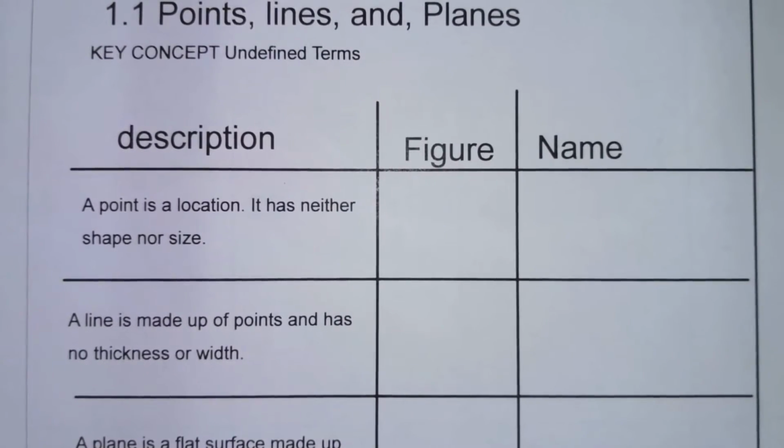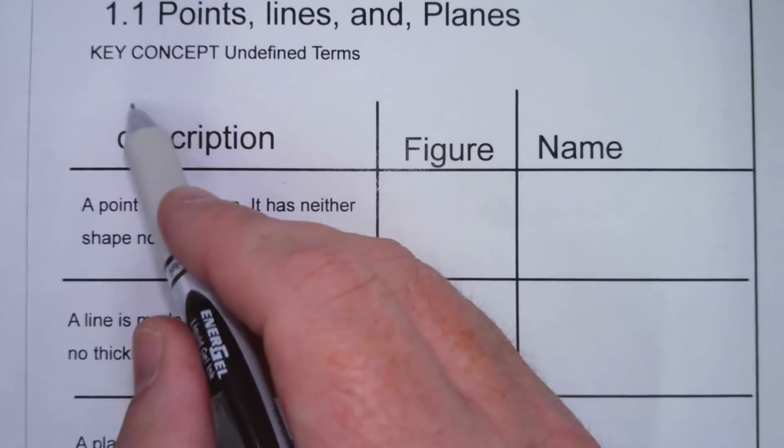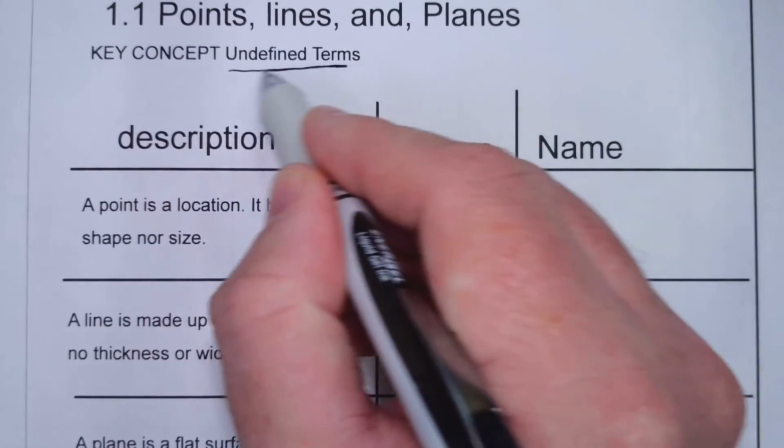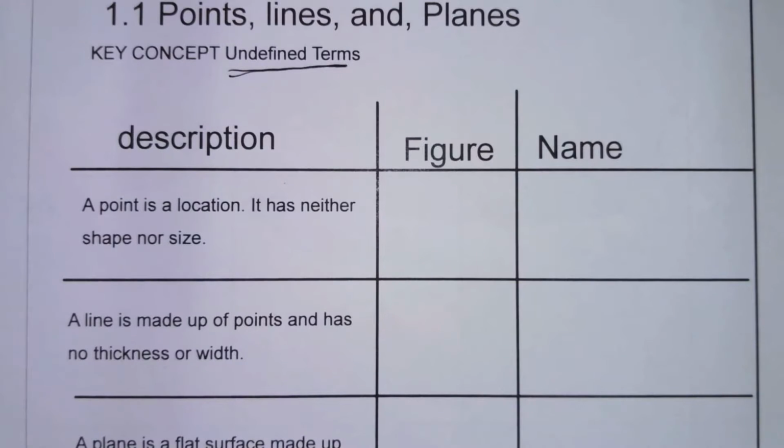Points, lines, and planes. And then I put the key concept as undefined terms. Our geometry class is going to start with some undefined terms so we can all start someplace. And we have to start with undefined terms. Okay, and an undefined term, in geometry anyways, these words do not have a formal definition, but we have to have an agreement for what they mean.